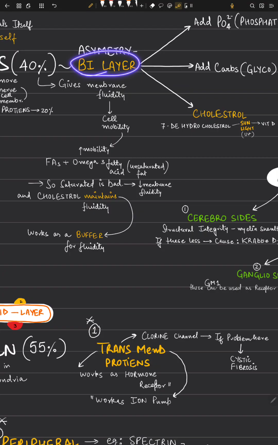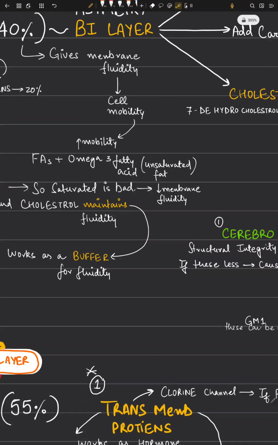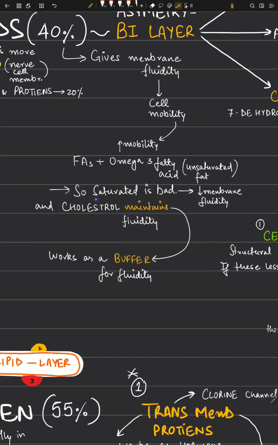Let's talk a little bit about membrane fluidity. Your bilayer should not be rigid, and if you want to make your lipid layer rigid, you must eat a lot of saturated fat. If you're eating a lot of unsaturated fat, like omega-3 fatty acids, that is amazing for you because it will increase the mobility. And if you eat a lot of trans fats and saturated fat, it's very bad for you. It decreases the membrane fluidity, and that's it.